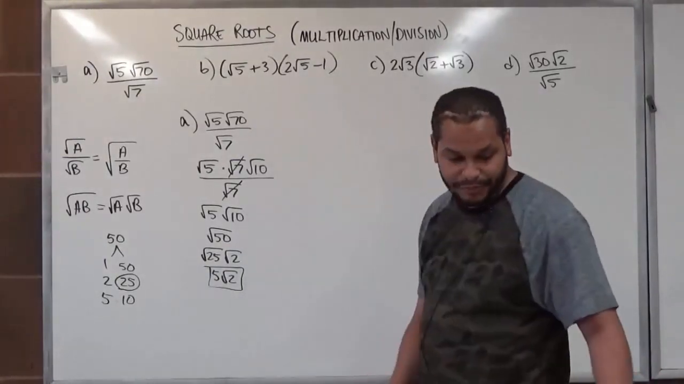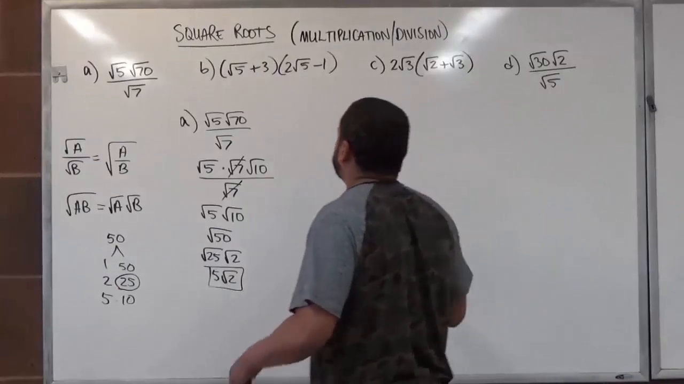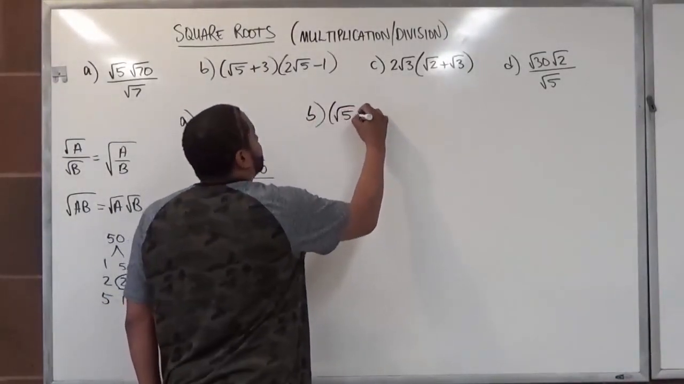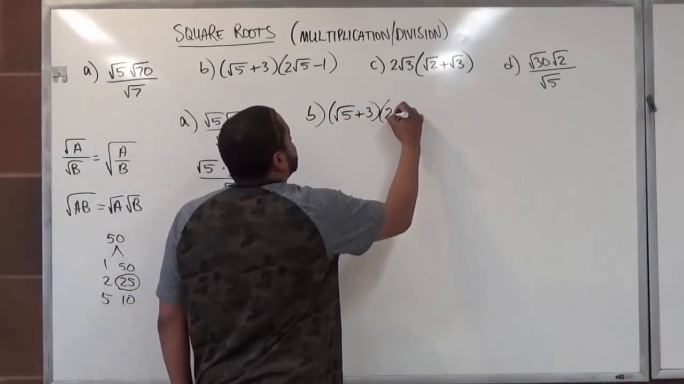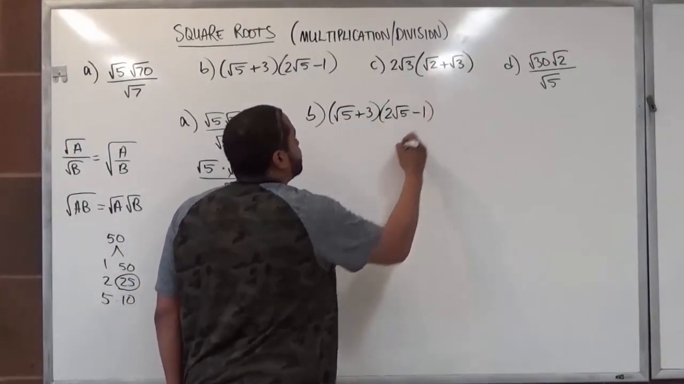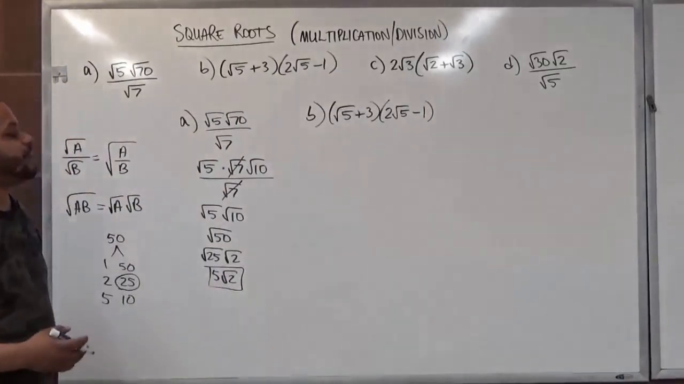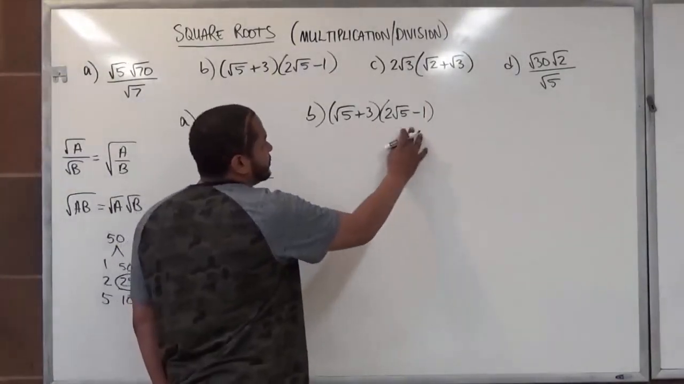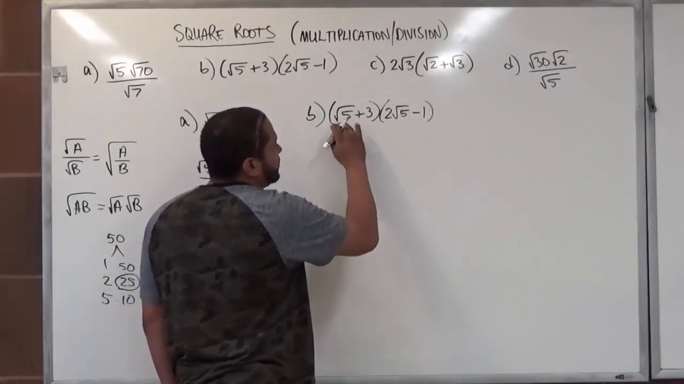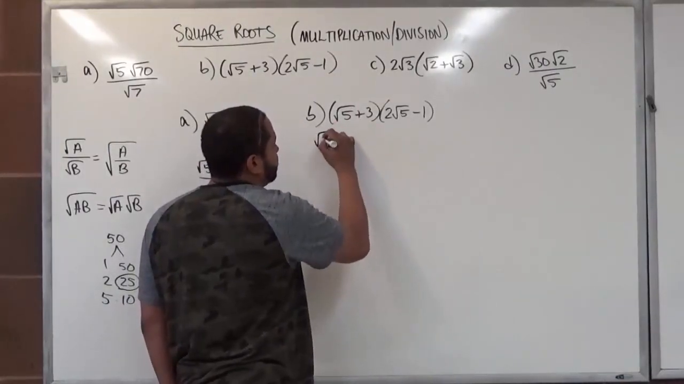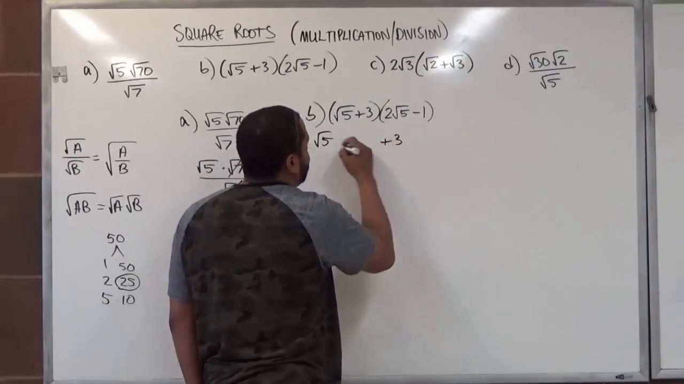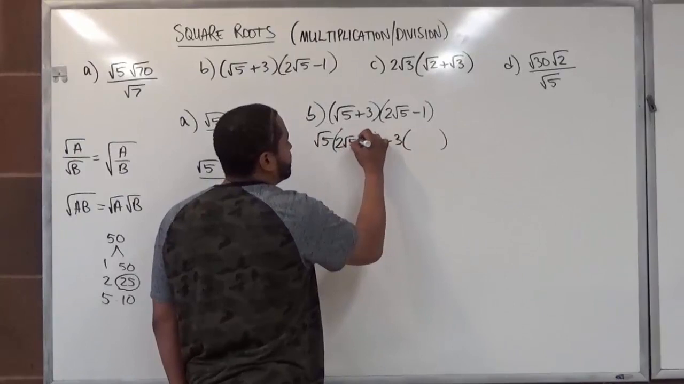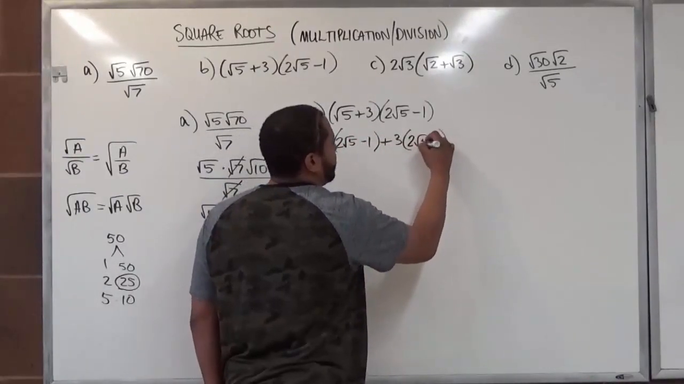And in this case, in part B, we have a FOILing method which deals with square roots. And so here we have the square root of 5 plus 3 times 2 radical 5 minus 1. What we're doing here is foiling. And so what I like to do when I FOIL is I like to ungroup these. So I'm going to take the first set and split it into two terms. I have radical 5, positive 3. And I'm going to multiply it by what's in the parentheses on this side. So we have 2 radical 5 minus 1, 2 radical 5 minus 1.